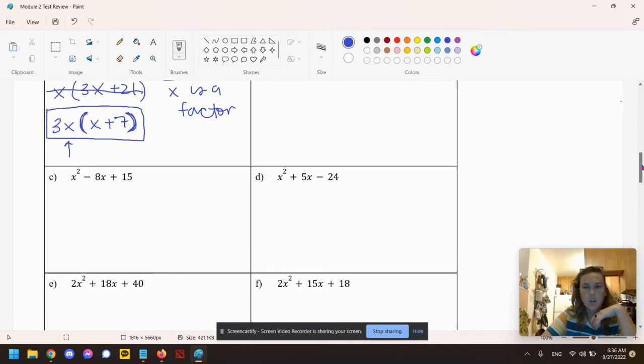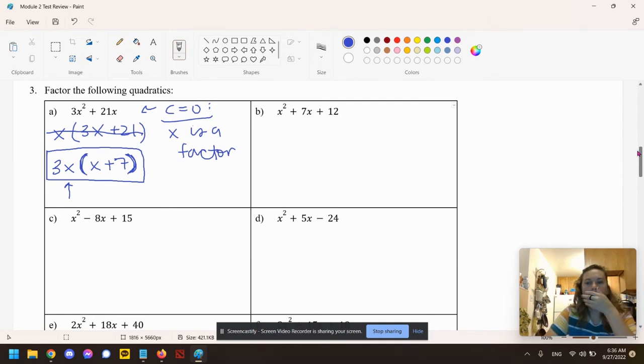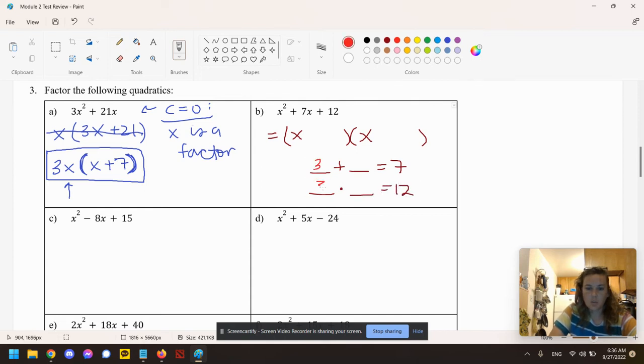Right. These next 3 are what we think of as quote-unquote normal. These are the normal ones, or when it says factor, it looks like this. And we're looking for 2 numbers that add up to 7 and that multiply to 12. Once we find those 2 numbers, we're just going to put them right there. And we're done.